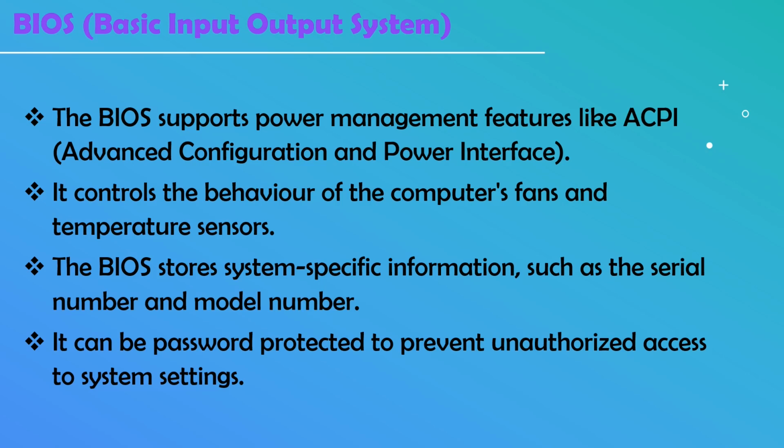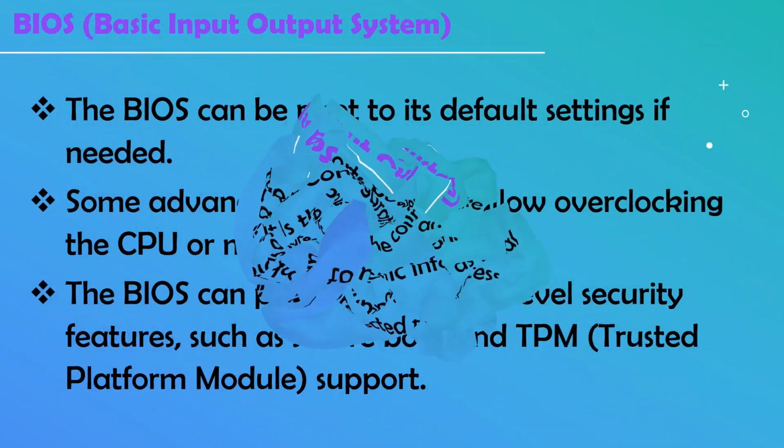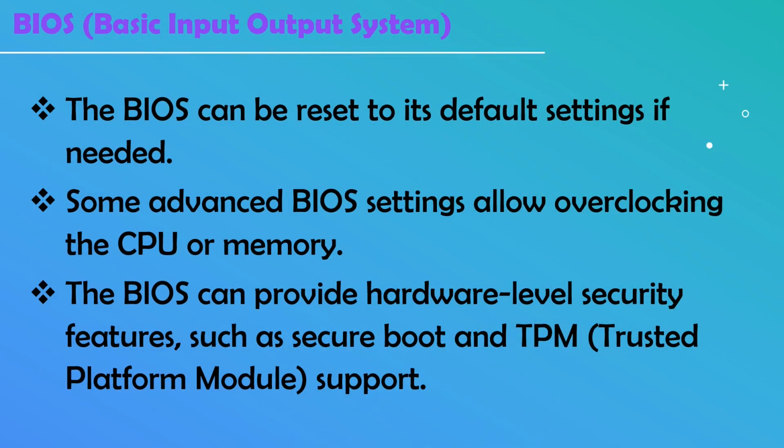The BIOS stores system-specific information, such as the serial number and model number. It can be password protected to prevent unauthorized access to system settings. The BIOS can be reset to its default settings if needed. Some advanced BIOS settings allow overclocking the CPU or memory. The BIOS can provide hardware-level security features, such as Secure Boot and TPM, Trusted Platform Module, support.